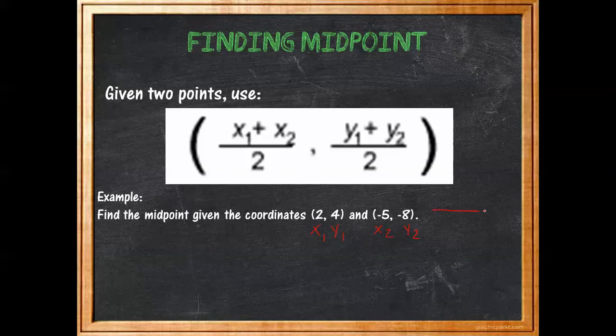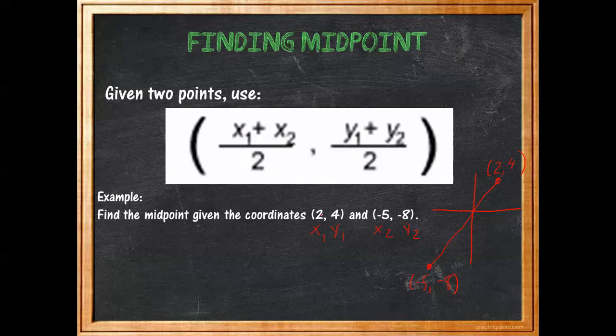Just to give you a visual here, say this is 2, 4 right there, and then negative 5, negative 8. Let's say this is negative 5, negative 8. We're going to connect these points. What this midpoint formula does is help me find the point that's directly in between these 2 points. So I'm going to plug these numbers in.